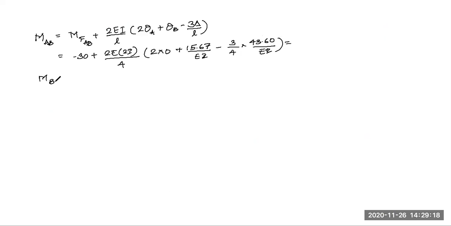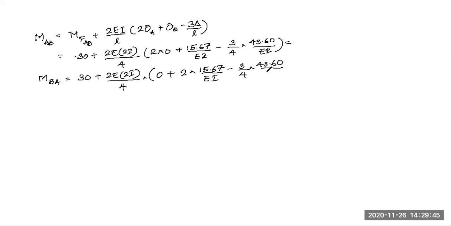Similarly, MBA will be plus 30 plus 2E into 2I divided by 4 into 0 plus 2 times theta B, that is 2 into 15.67 over EI, minus 3 delta upon L, that is 3 into 43.60 by EI into 1 by 4. This will be our MBA.